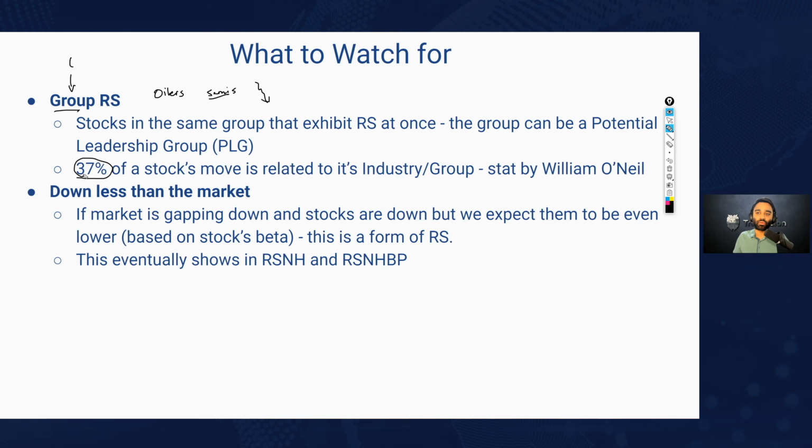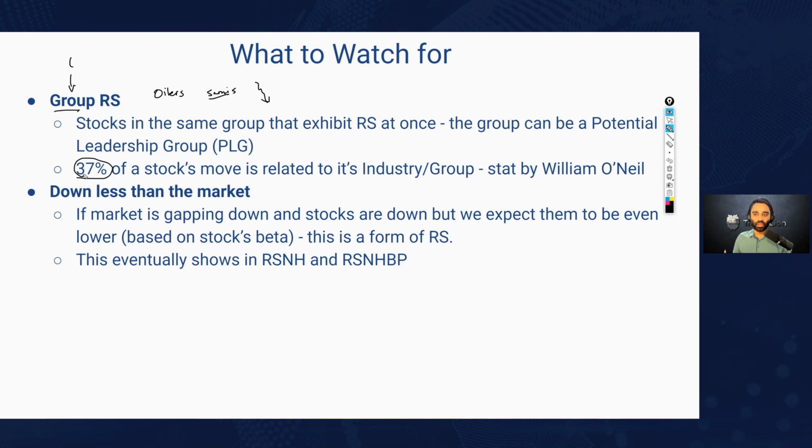But for now, we could borrow the stat of 37% of the stock's move being related to its industry group. So that becomes an important factor. You want the group strength to be behind you for the stock that you're in so that you can get added alpha out of that stock.